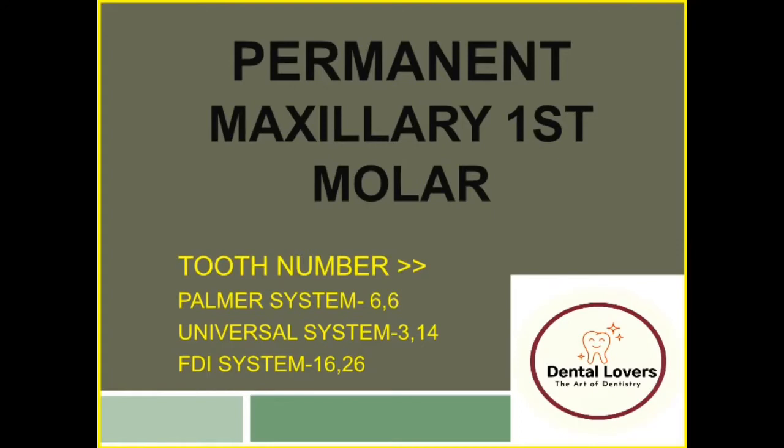Today our topic is the permanent maxillary first molar. First of all, we'll talk about the tooth number. According to the Palmer system, it is numbered as 6 on both sides. According to the Universal system, the right tooth is numbered as 3, whereas the left tooth is numbered as 14. According to the FDI system, the right tooth is numbered as 16, whereas the left tooth is numbered as 26.